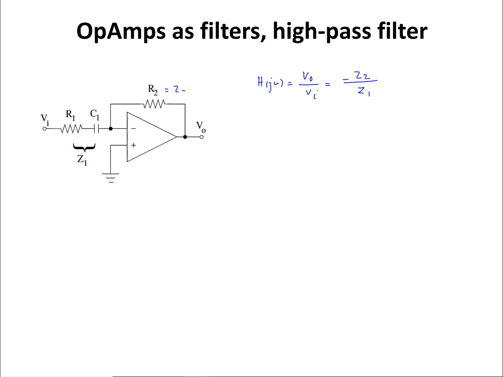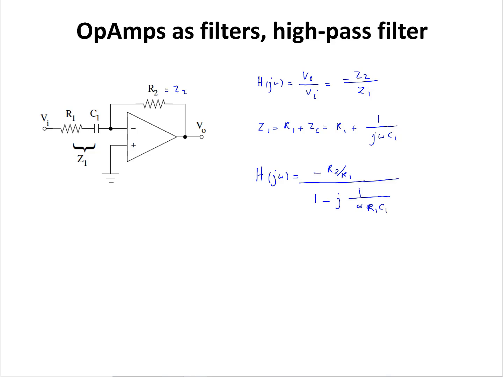This is my Z2, and this here I have Z1. Z1 equals R1 plus ZC, which is R1 plus 1 over j omega C1. Now H of j omega is going to be equal to negative R2 over R1 divided by 1 minus j multiplied by 1 over omega R1 C1.